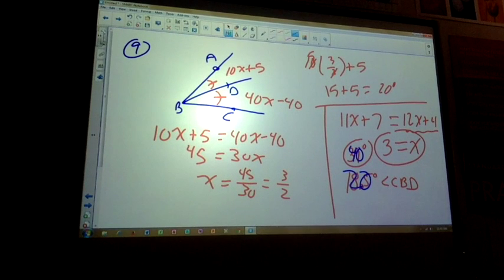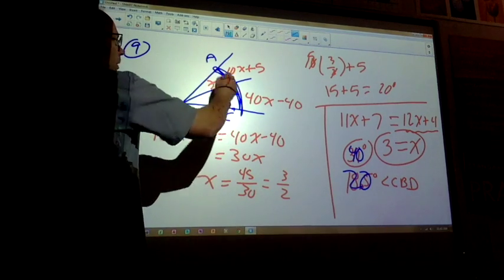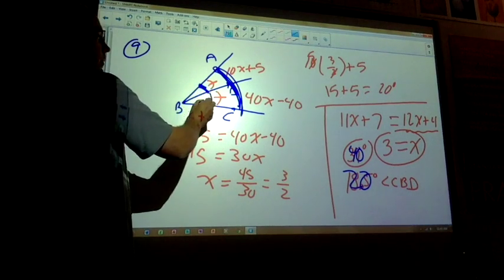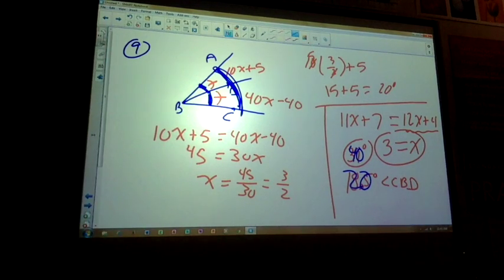How did you get 12x plus 4? Because they told us we have a bisector, so this angle and this angle have to be the same. We knew one of the angles was 6x plus 2, so the other angle also had to be 6x plus 2. Then why did you put the 11x plus 7? They told us the whole angle is 11x plus 7. They told us this was 6x plus 2, so that means this also has to be 6x plus 2.